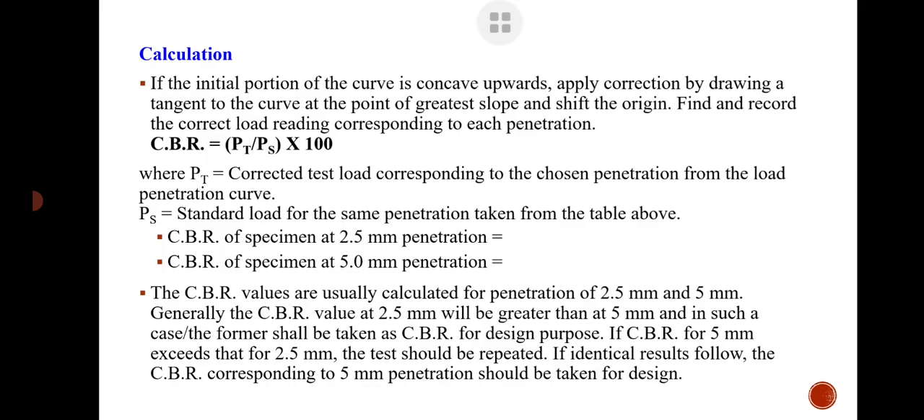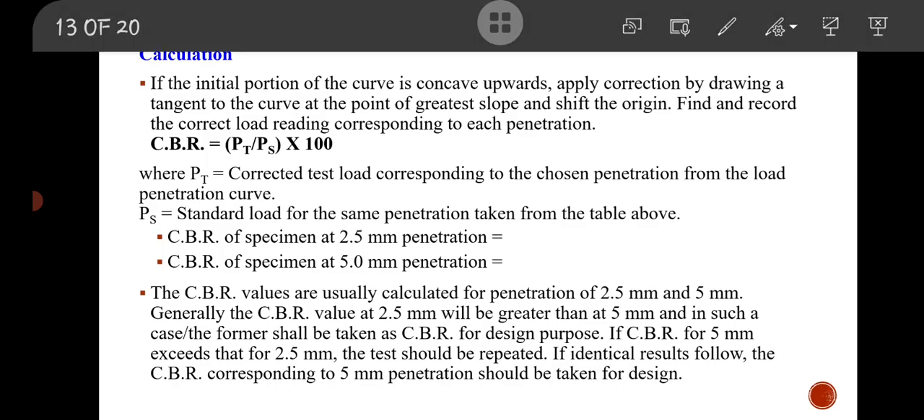Next we have to calculate the CBR. CBR is calculated by drawing its curve, which is concave upward. Apply correction by drawing a tangent to the curve. Then find the record from the corrected reading, that is CBR is equal to PT upon PS into 100. PT is your corrected test data from the load and PS is your standard test data.